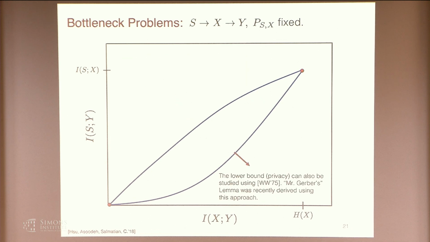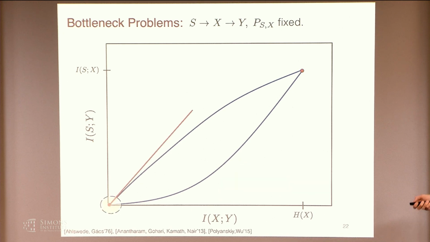Recently, and I'm not going to go into details, in a paper at ISIT last year, we used the same tools as Witsenhausen and Wyner to analyze this privacy funnel. Then you get the counterpart of Mrs. Gerber's lemma. We called it Mr. Gerber's lemma. You can fully characterize this region when S and X are binary as well. You can use the same tools from convex geometry to analyze that.